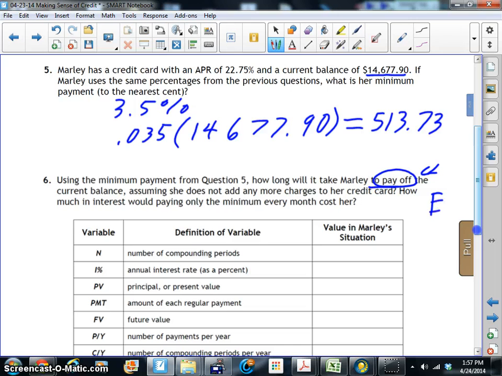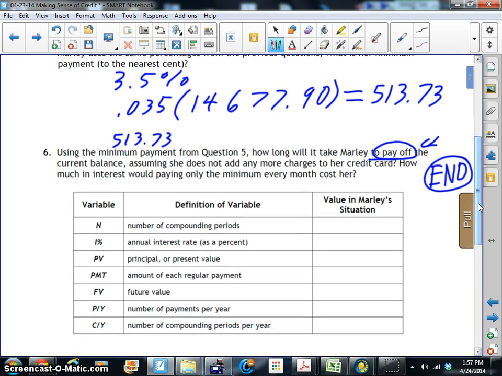Now, things you have to remember with using the TVM calculator, it has to be set to end. You're going to be using the minimum payment, which is going to be 513.73. And we're going to find out this right here. Payoff stands for FV equal to 0, because of course that's when we have our finishing. So we're going to find out our time. Now, with credit cards, our N is always equal to 12 because we have to assume that it's monthly.